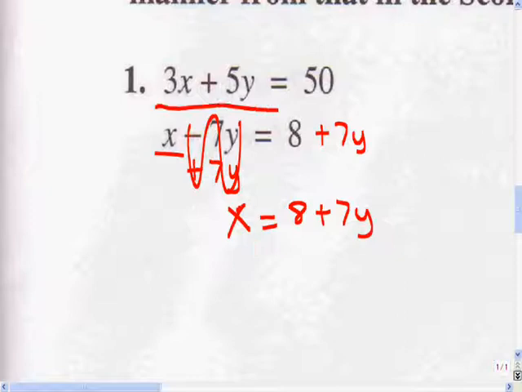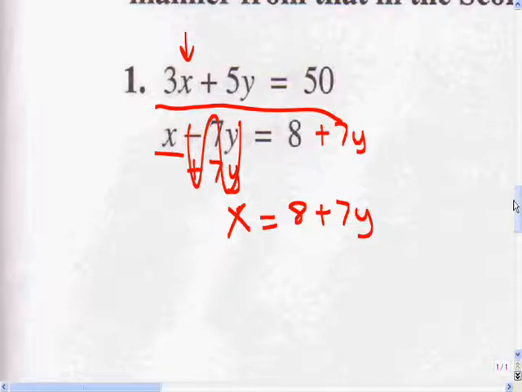Wherever I see x in this equation, I can substitute 8 plus 7y, because this is telling me that x is the same as 8 plus 7y. Now you might be asking, why do I want to substitute? They want you to solve these equations, but you can't solve an equation if you have two unknowns. Here you have an x unknown and a y unknown. You can only solve the equation if you have one unknown. So now we're going to substitute 8 plus 7y for x in the top equation. So do what I do.